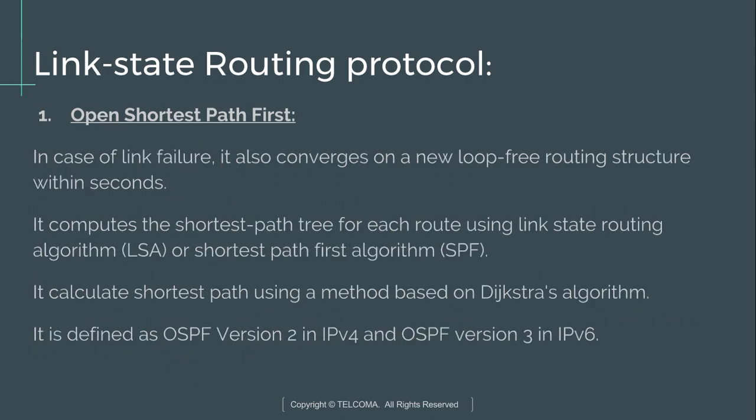Next, in the case of link failure, if any link fails, then the whole network converges to a new loop-free routing structure within a second. It computes the shortest path tree for each route using the link state routing algorithm, that is LSA, or the shortest path first algorithm, SPF. By using these two algorithms, it finds the shortest path for each route.